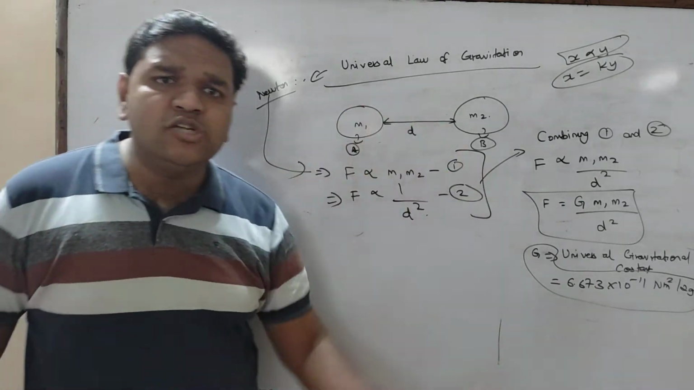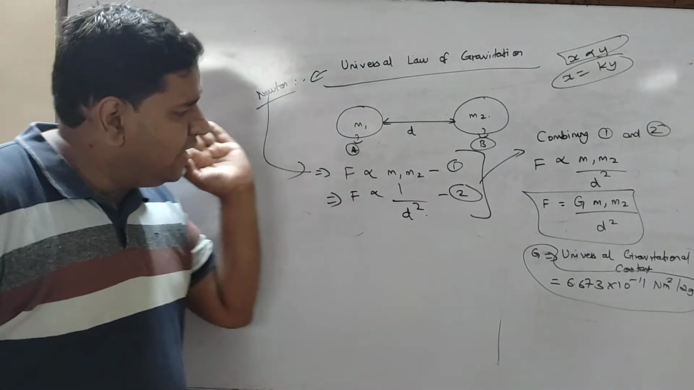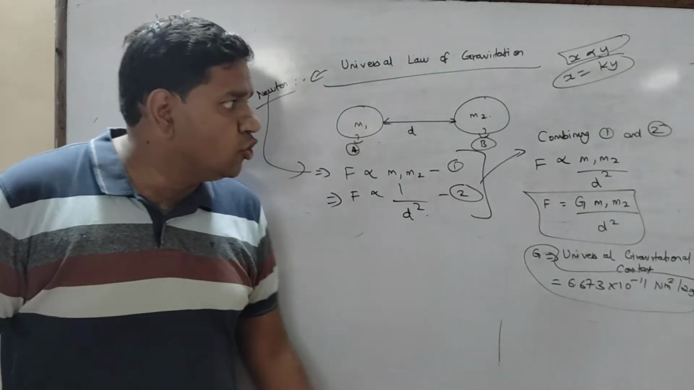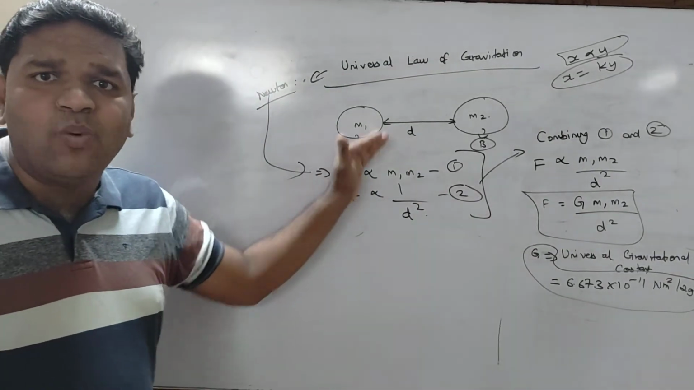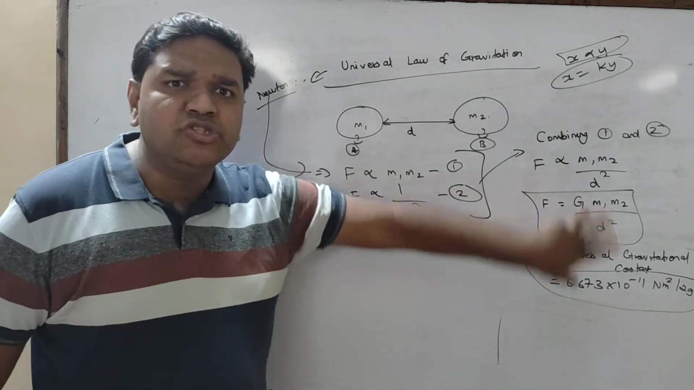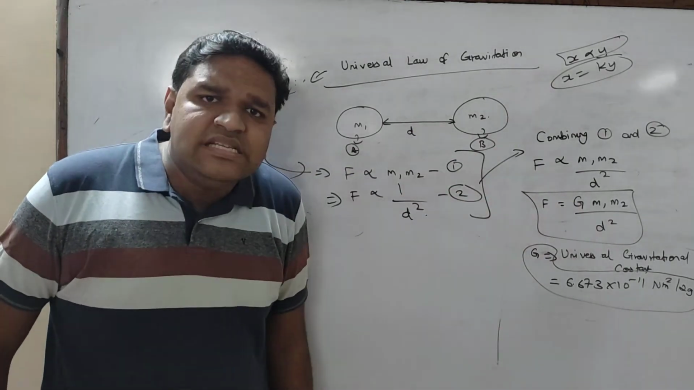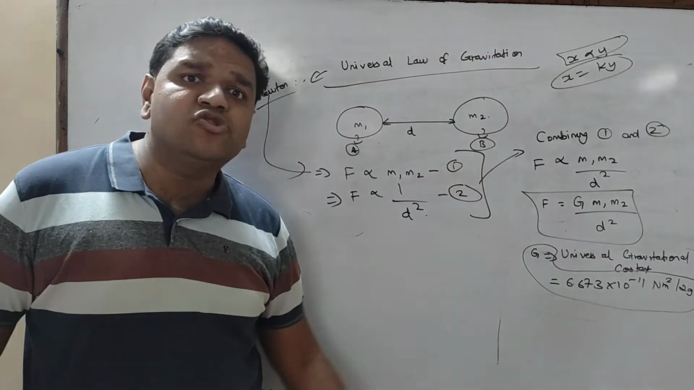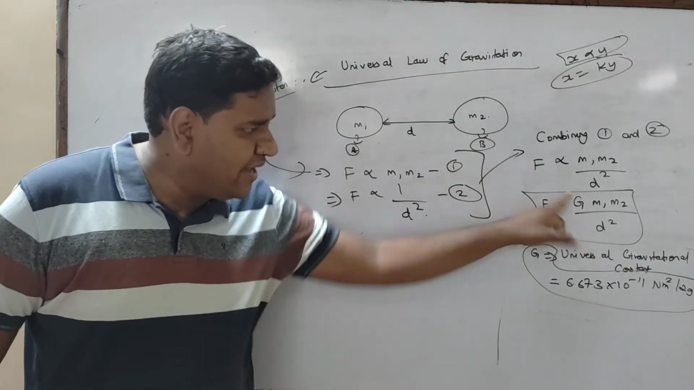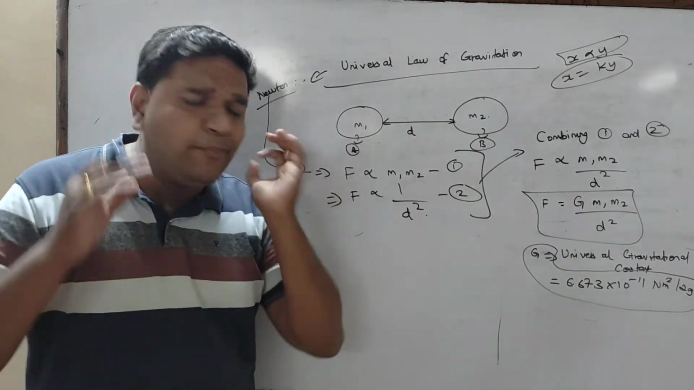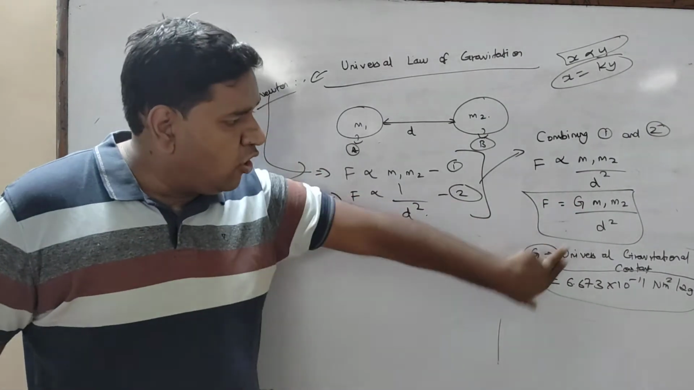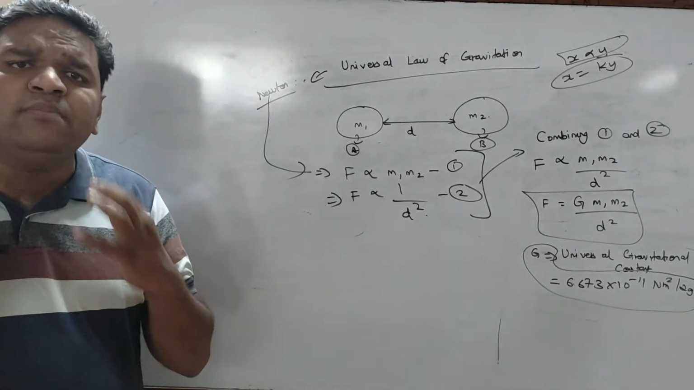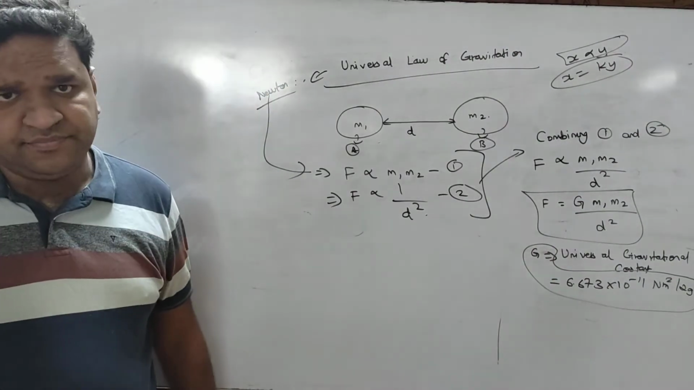So F proportional to M1 M2, we call that statement 1. F proportional to 1 upon D square, we call that statement 2. When we combine statements 1 and 2, we get F proportional to M1 M2 upon D square. When we remove the proportionality sign, F is equal to capital G M1 M2 upon D square. Our constant is capital G. Capital G is a fixed value of 6.673 into 10 raised to minus 11 Newton meter square per kg square.